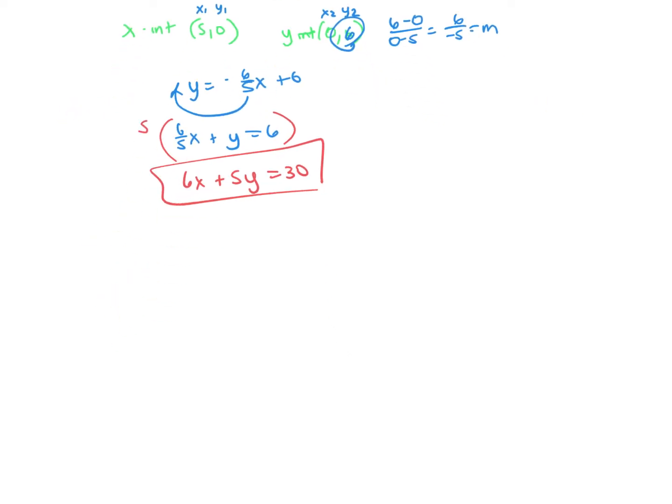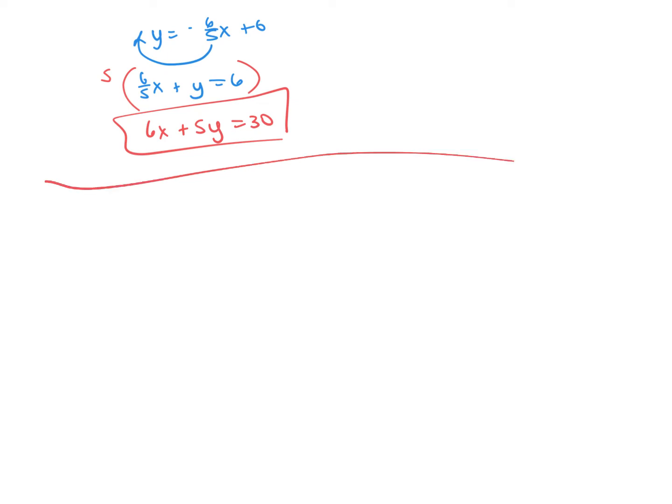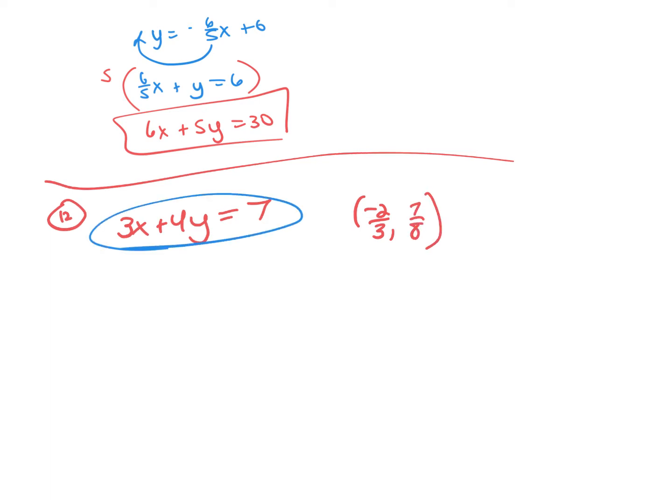Number 12. Can you read it, Tony? Yeah, the equation is 3x plus 4y equals 7. And the points are negative 2/3, and 7/8. All right, so from this, I need, does it say parallel too? Or is it A parallel and B perpendicular?